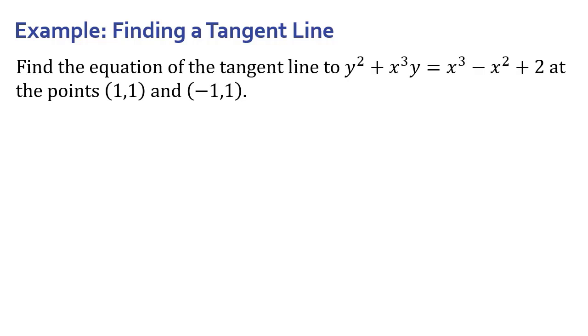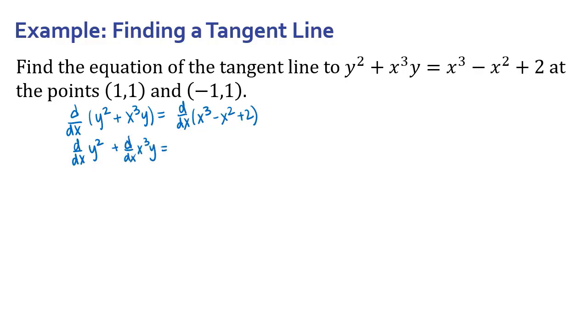By taking the derivative. So in this case, we can see we have an implicit equation. So let's go through those steps. First, we'll take the derivative with respect to x of both sides. So the derivative with respect to x of y squared plus x cubed y equals the derivative with respect to x of x cubed minus x squared plus 2. Let's distribute that derivative operator through to each of these pieces, and then we can start actually finding derivatives.